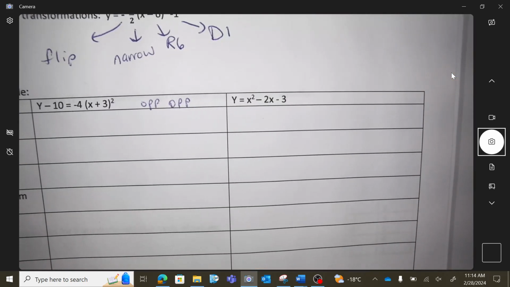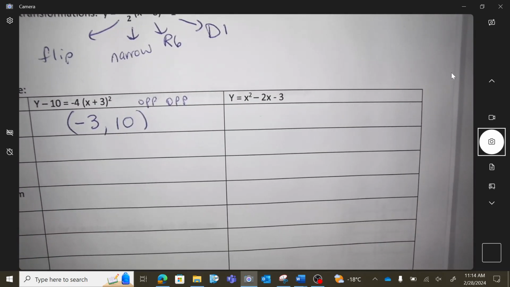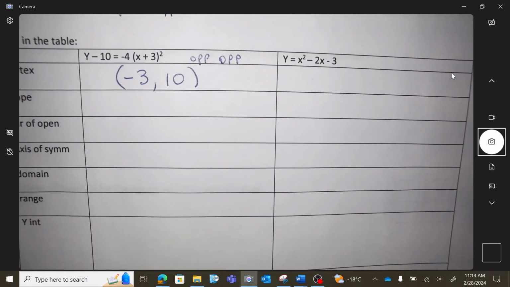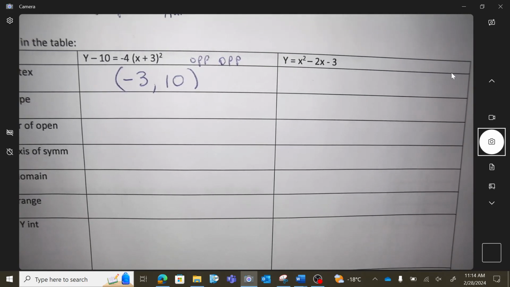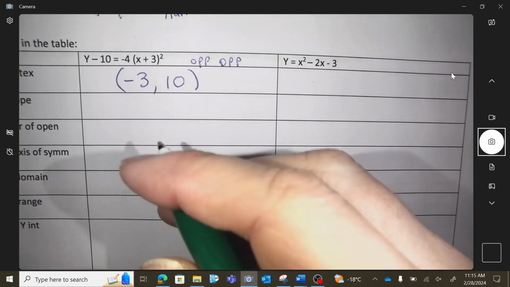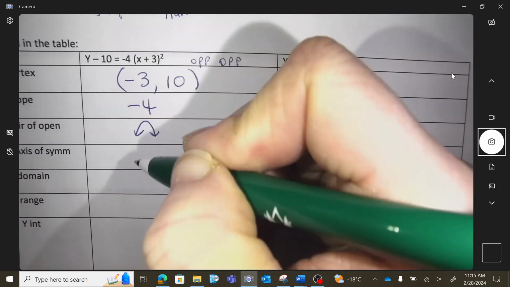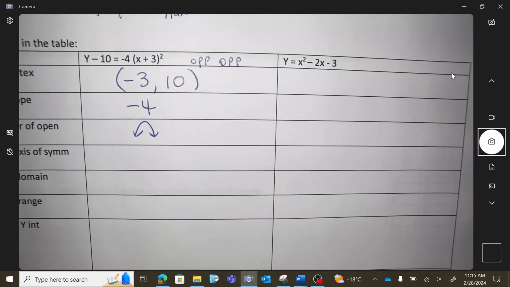So the vertex is opposite, opposite. What is the slope multiplier? -4. So therefore the direction is that it will be flipped down.